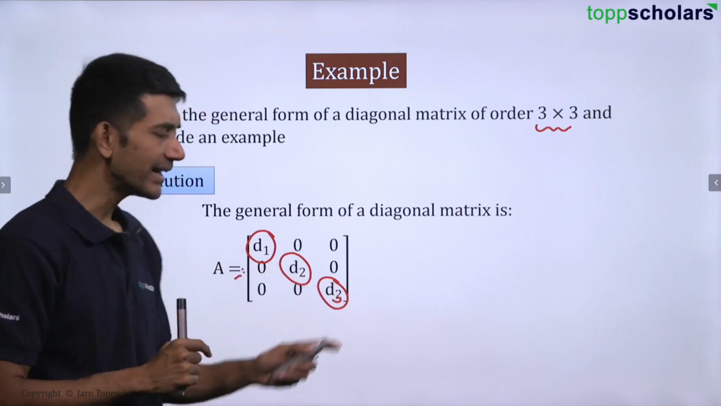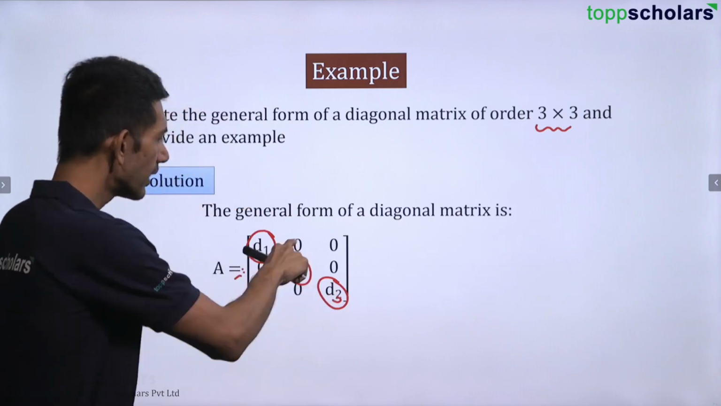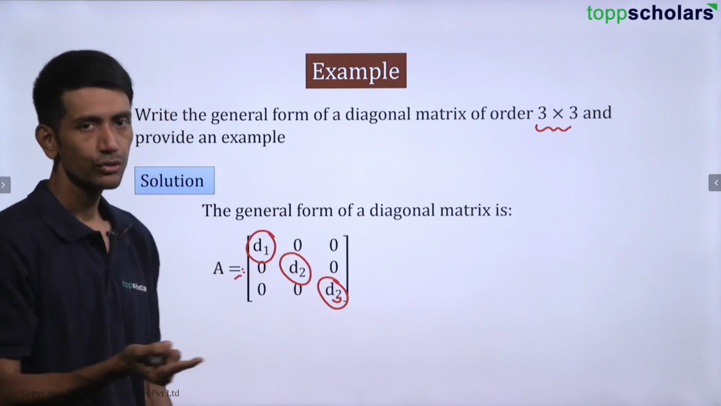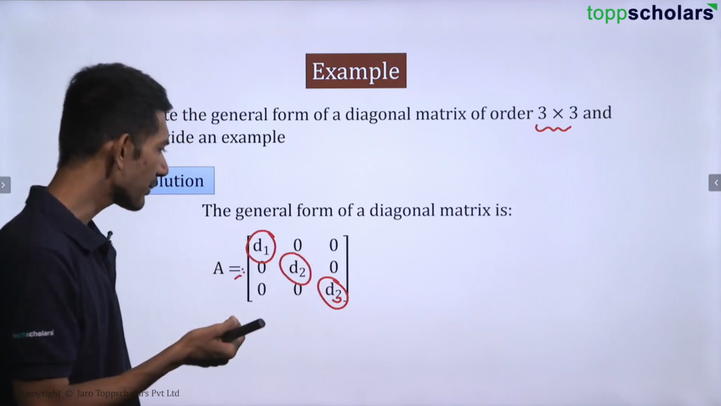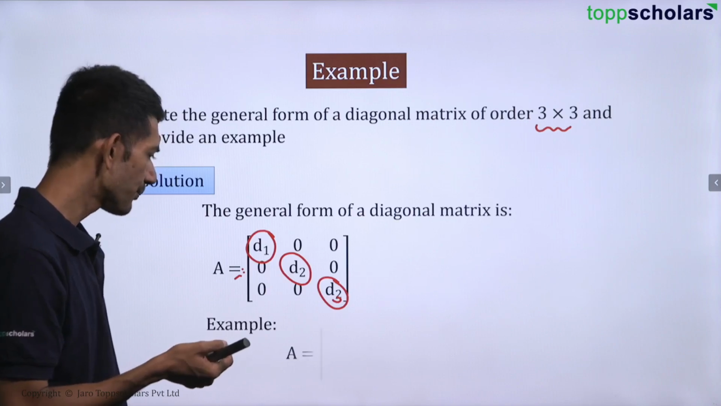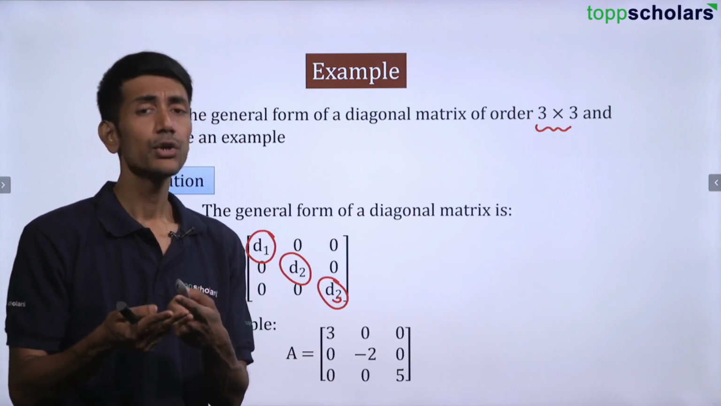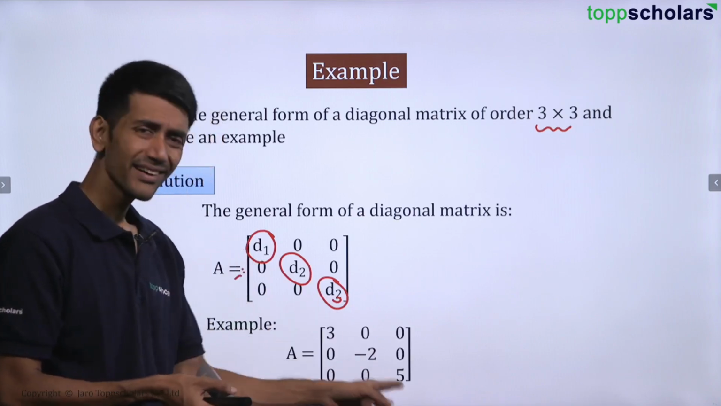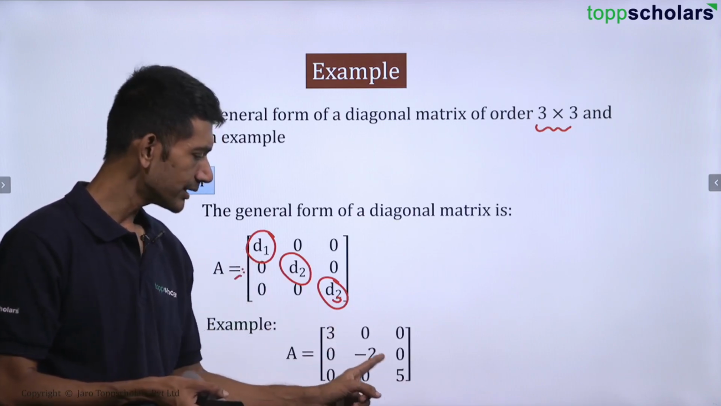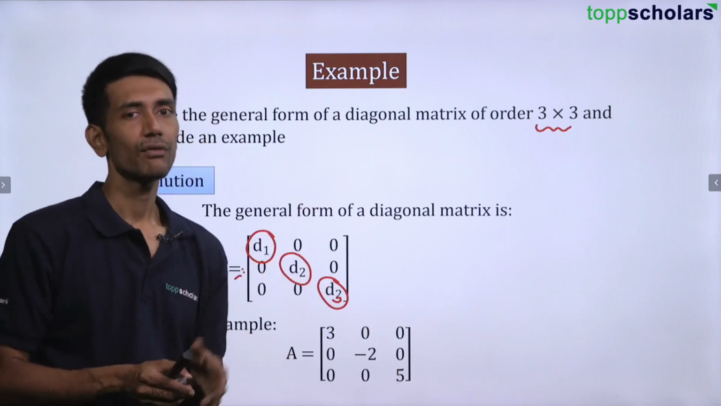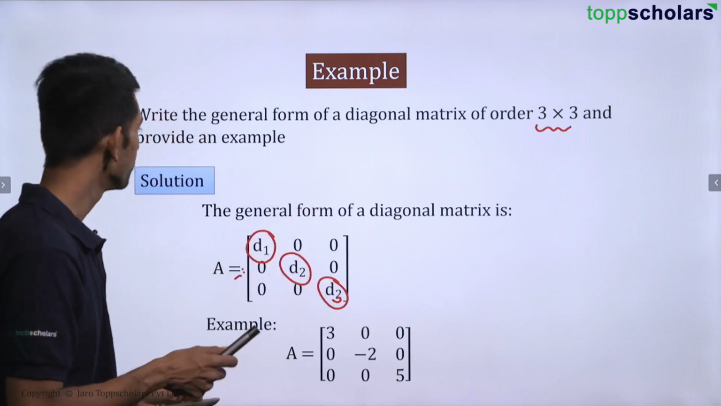So D1, D2 and D3, 3 different elements, and all the other elements are 0. So this is the general form. We can give an example also. That is 3, minus 2, 5. You can take negative, you can take positive, you can take any real number here. Doesn't really matter. So 3, minus 2 and 5 in the place of diagonal. I hope this is clear.